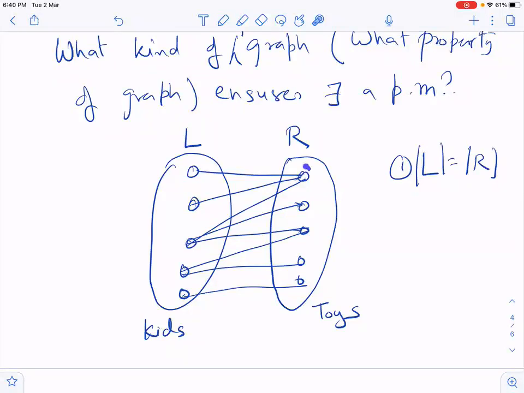Now, this toy, maybe somebody else also wants it. But the second kid is saying that I have to be given this toy. And this is not possible, right? One toy cannot be given to two people. So it would be impossible to satisfy both of them. So in this graph, we will not be able to satisfy both of these persons. So this graph does not have a perfect matching.